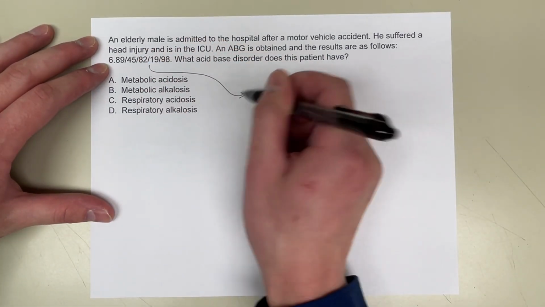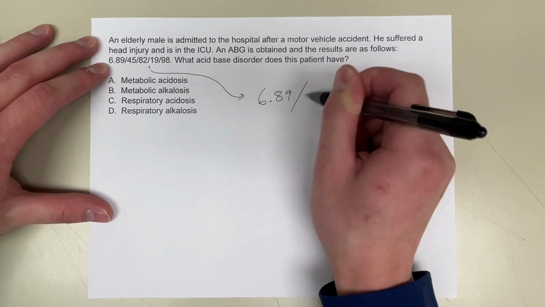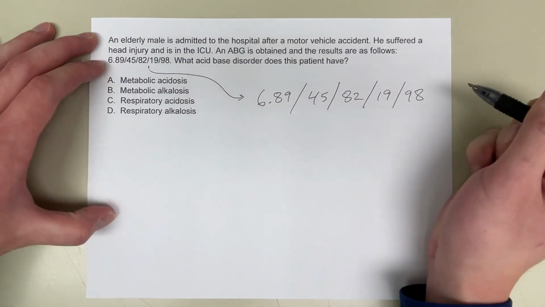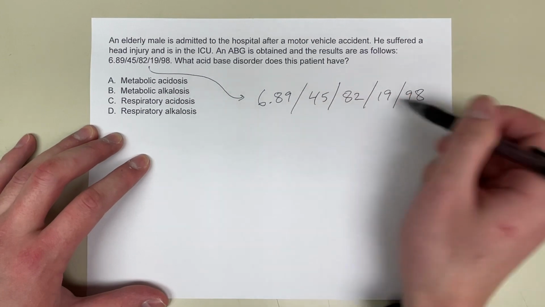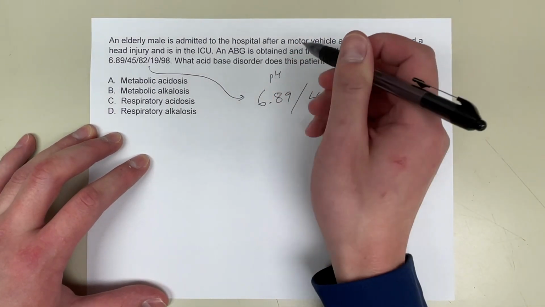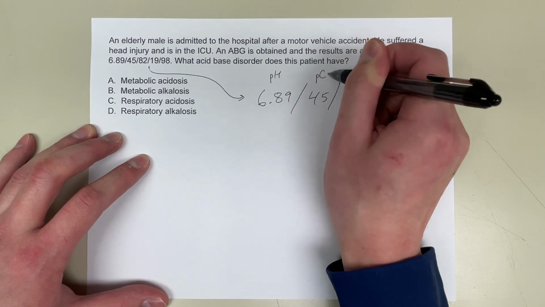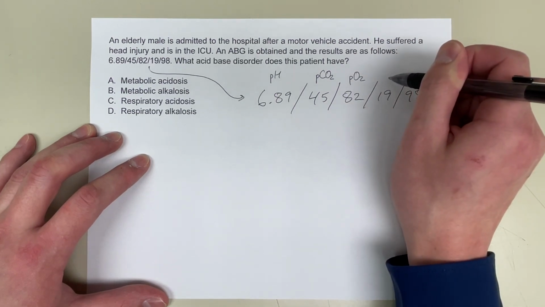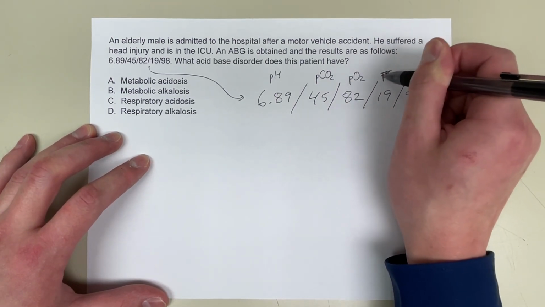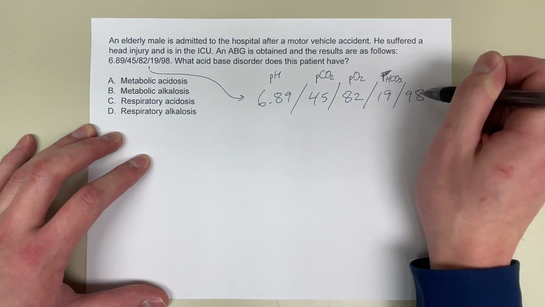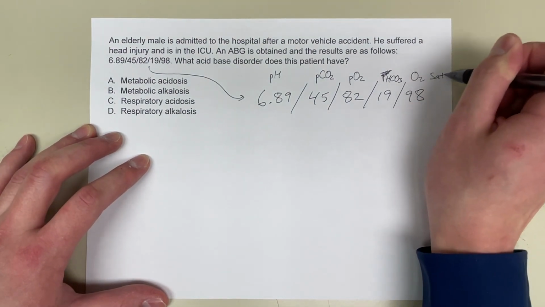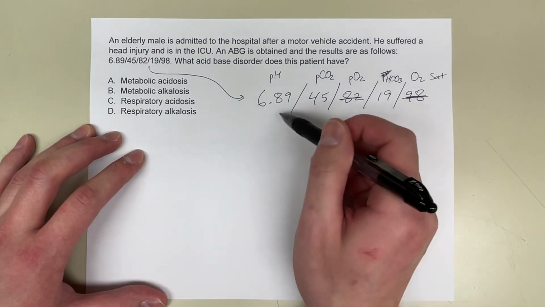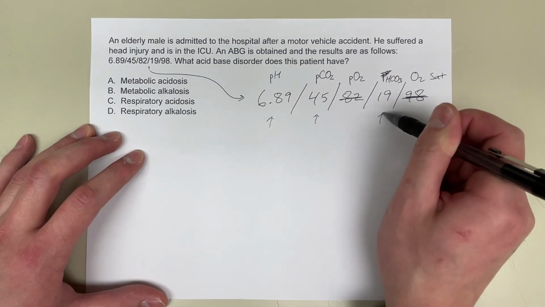So let me just move over these numbers so it's easier to see. You have to know what the shorthand stands for. The first number is the pH. The second number is the pressure of carbon dioxide. The third number is the pressure of oxygen. The fourth number is sodium bicarbonate. And this last number is the O2 sat. You don't need to know these last two numbers to solve these problems. You just need pH, PCO2, and sodium bicarb.